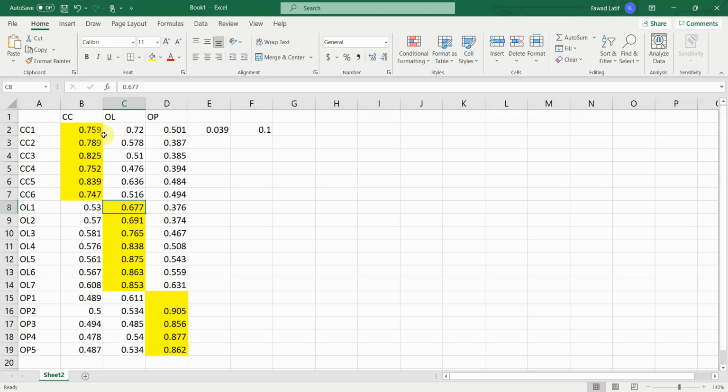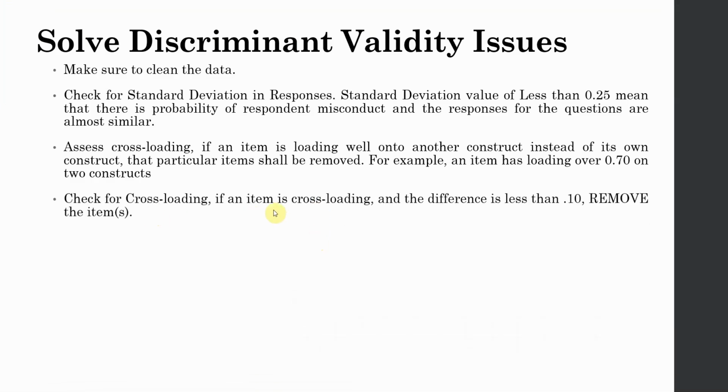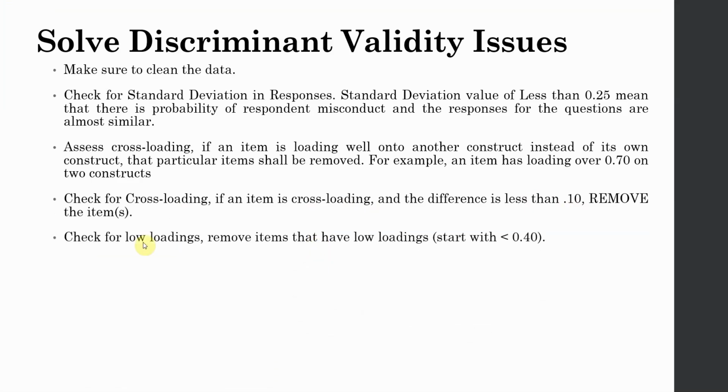If you think that there is an issue of discriminant validity between any of the constructs, look for their cross loadings. Look for the item that is loading well onto other constructs instead of its own construct. This is how you can solve the discriminant validity issue. Moving on. Check for cross-loading. If an item is cross-loading and the difference is less than 0.10, remove the item or items. Now check for low loadings. If the loadings are less than 0.540, then obviously there could be issues.